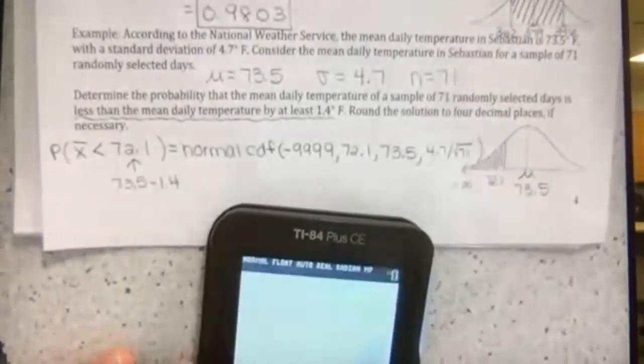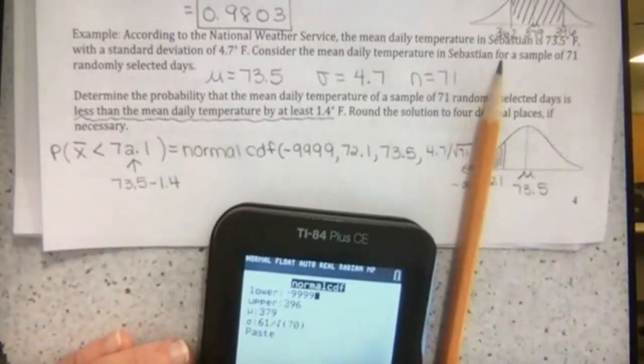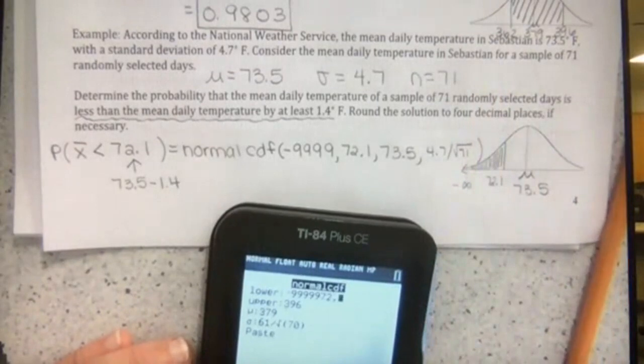Put this in a calculator, we're done. Second bars, normal CDF, negative 99999 for our lower limit, 72.1 for our upper limit.